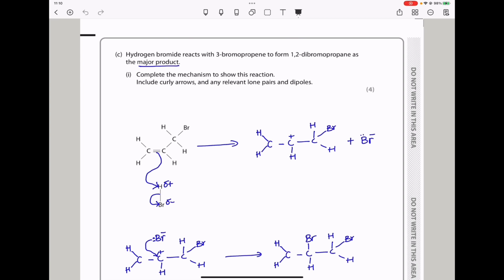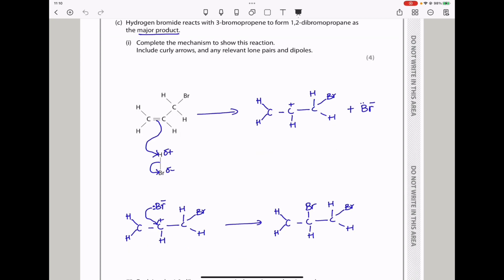Moving on. Next they say hydrogen bromide reacts with 3-bromopropene to form 1,2-dibromopropane as the major product. Complete the mechanism to show this reaction. Include curly arrows and any relevant lone pairs and dipoles. So since the reaction is with hydrogen bromide, of course this bond is going to be polar. So this is partial minus and partial plus. The double bond breaks as electrons are donated to bond with hydrogen, and then this bond breaks to go away, creating a Br minus.